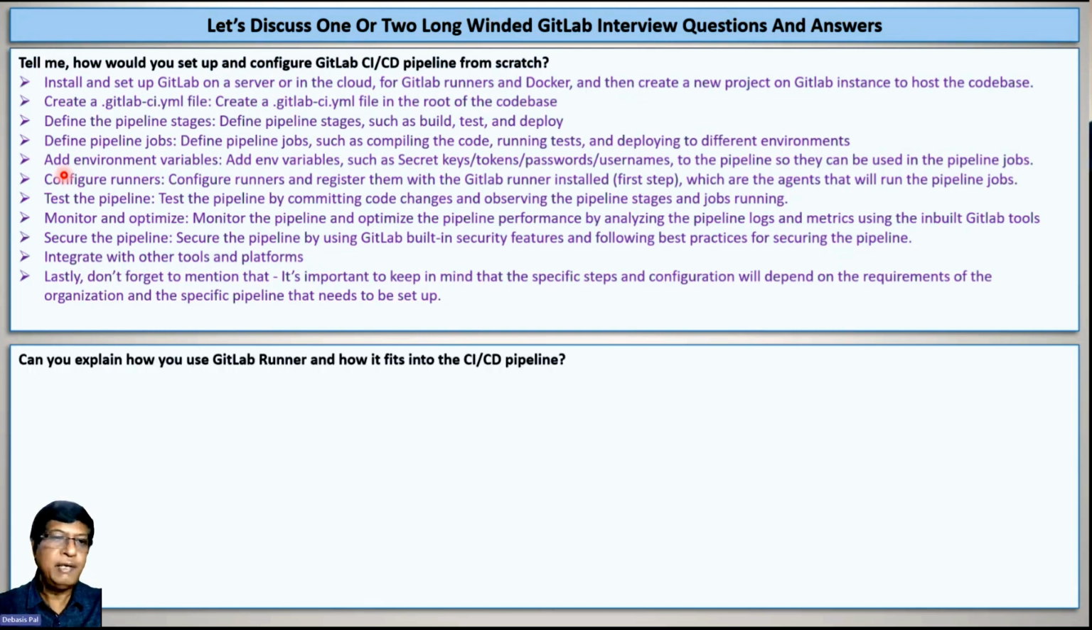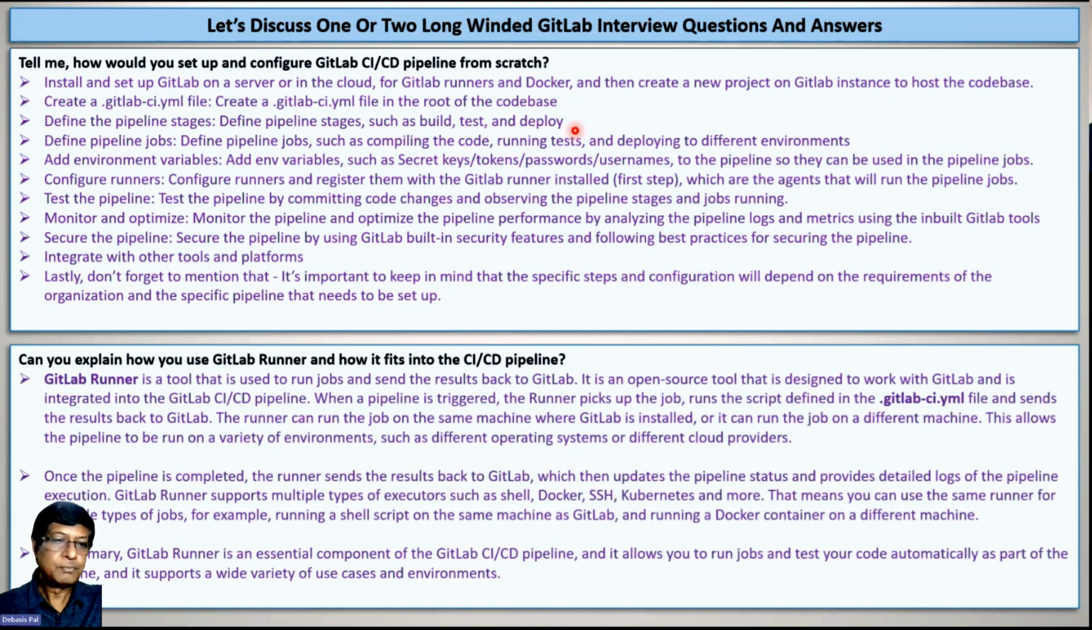Same thing. Can you explain how you use GitLab Runner? This is the GitLab Runner. Always think, first of all, you must be a good listener. Always try to listen to the question very carefully, because there is a trick. There is an answer within the question itself. And how it feeds into the CI/CD pipeline. Now, this is a big, long-winded interview question. So you can go through this.